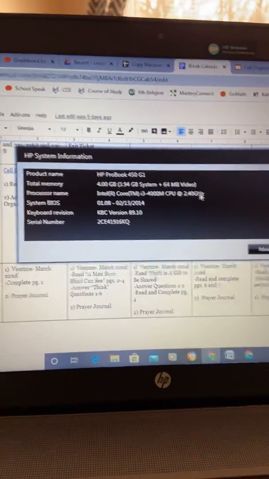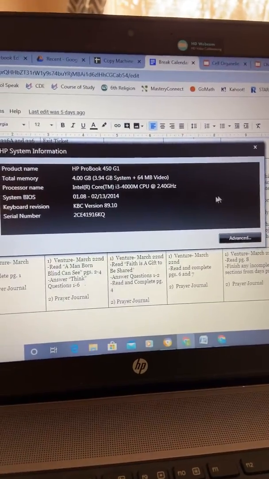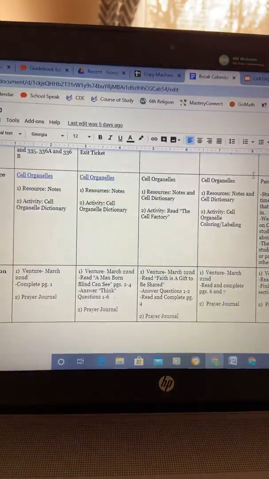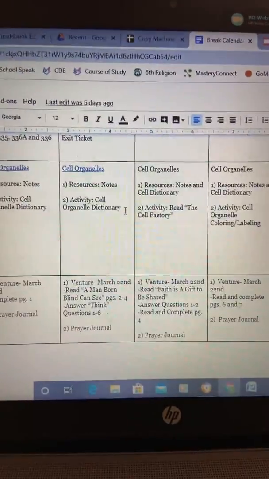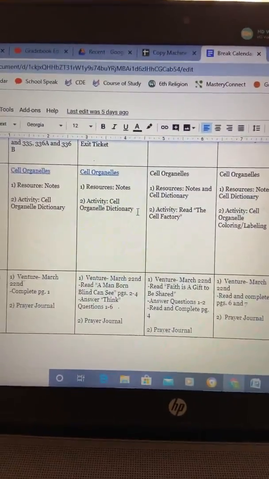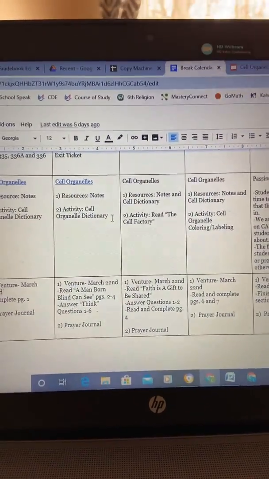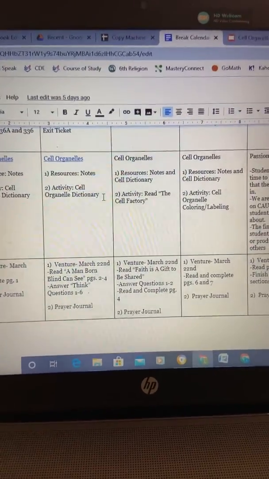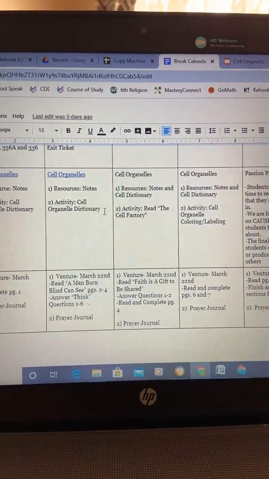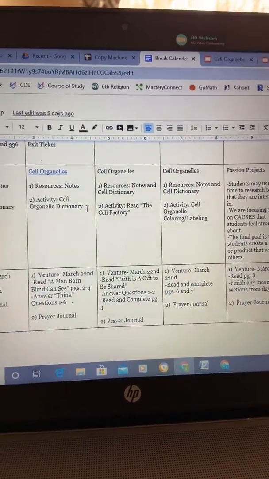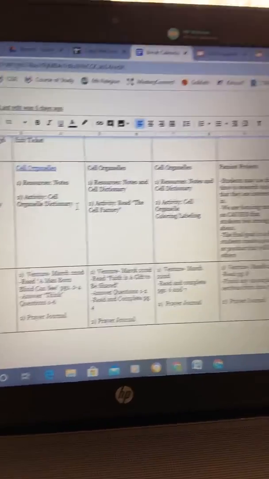Today's activity is actually just to read. If you have your cell organelle done, this is just another way to help you remember. It puts these organelles into different characters. And then your coloring is the last thing of the week with this until your passion project.